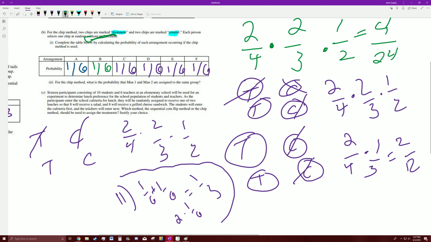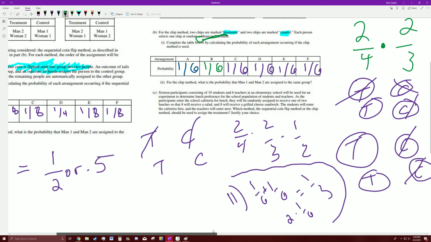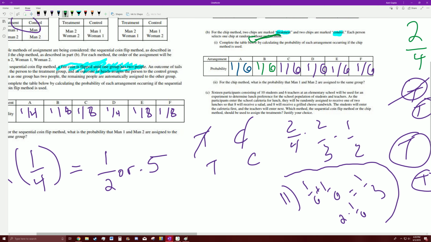And now part C. 16 participants consisting of 10 students and 6 teachers at an elementary school will be used for an experiment to determine lunch preference of the school population of students and teachers. As the participants enter the school cafeteria for lunch, they will be randomly assigned to receive one of 2 lunches, so that 8 will receive a salad and 8 will receive a grilled cheese sandwich. The students will enter the cafeteria first, and the teachers will enter next. Which method, the sequential coin flip method or the chip method, should be used to assign the treatments? Justify your choice.